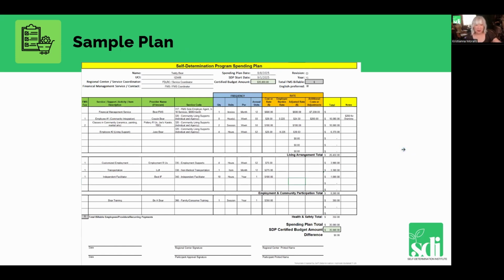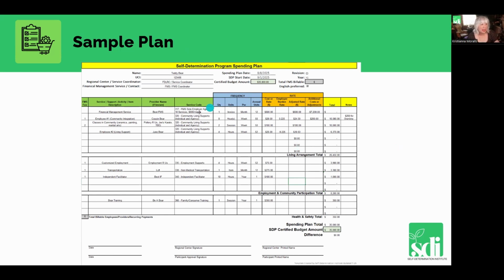Okay, do not panic if you are not an Excel person. This is a sample plan. You have access to this on our website. It's an Excel plan. I happen to be an Excel person, so I like Excel because I don't like hand calculating numbers. I'm afraid you'll make mistakes. So you can use this plan if you would like. You are not required. Remember, there's no standard plan, but you can use ours. It's free. Anybody can use it.